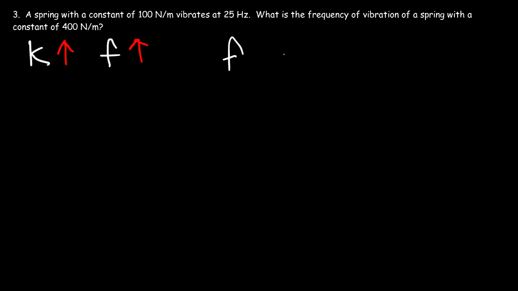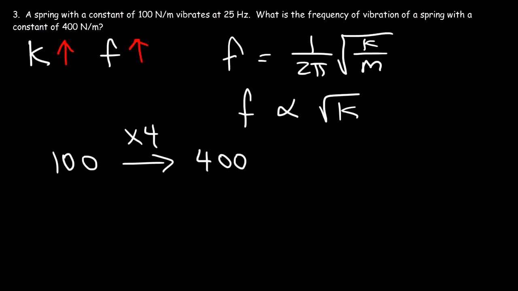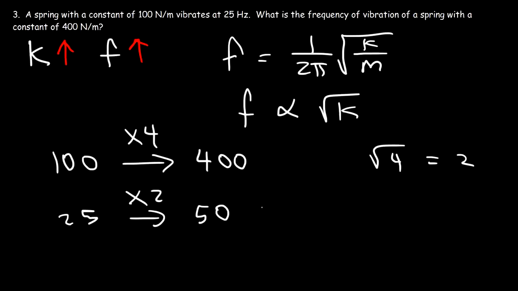And we know that the frequency of a spring is 1 over 2 pi times the square root of k over m. So notice that the frequency is proportional to the square root of k. And in this example, the spring constant increases from 100 to 400, so it increases by a factor of 4. And the square root of 4 is 2, so therefore the frequency should increase by a factor of 2. So the answer is 50 hertz.